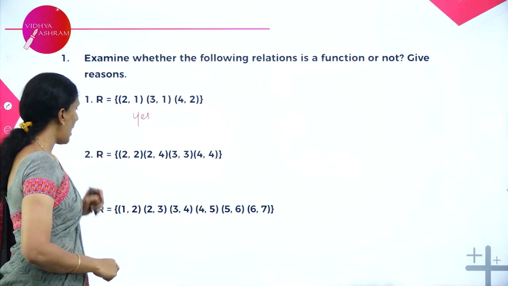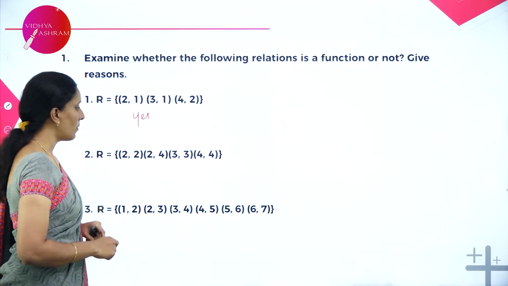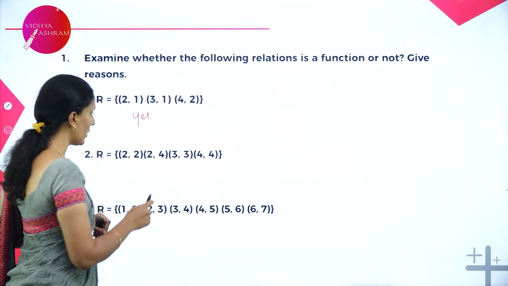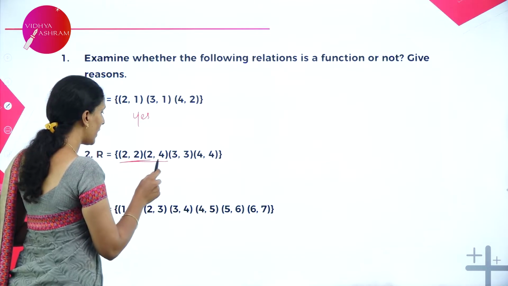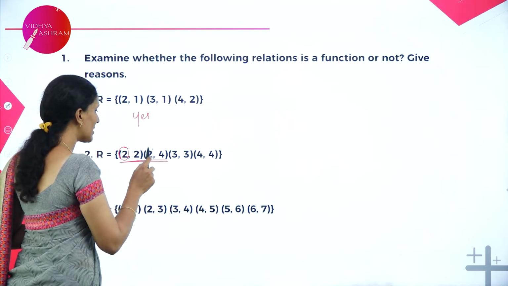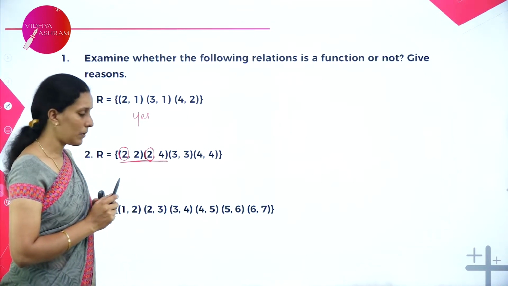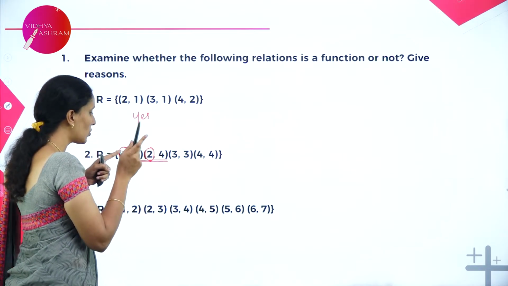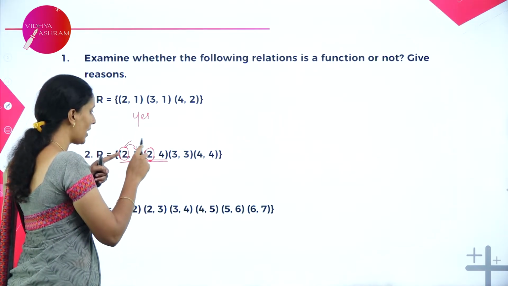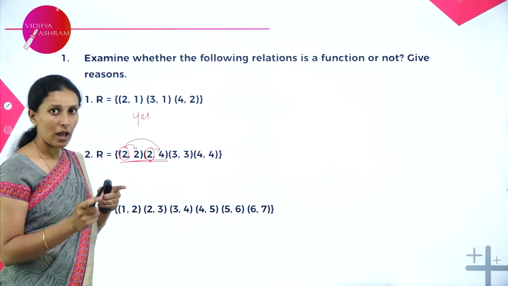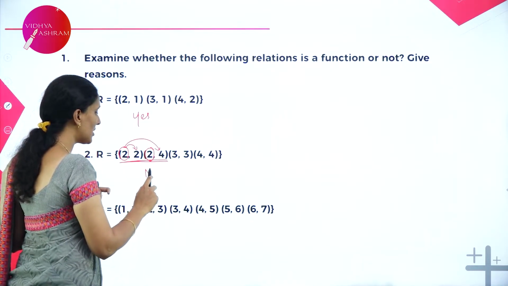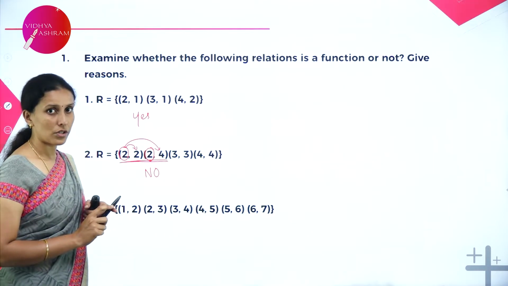Next question. R is equal to {(2, 2), (2, 4), (3, 3), (4, 4)}. See the first two ordered pairs here. They have the same first element. What does that imply? That implies 2 has two images. One image is 2 and the other image is 4, which cannot happen in a function. This is just a relation, not a function.